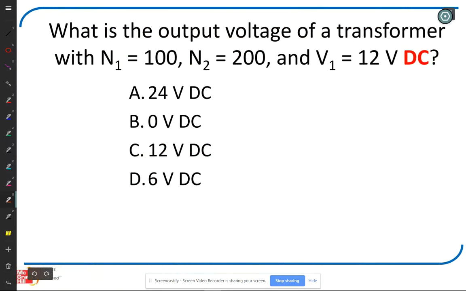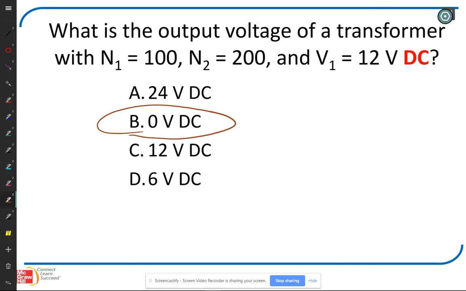Now, a few questions about transformers. What is the output voltage of a transformer with N1 is equal to 100, N2 is equal to 200, and V1 is 12 volts DC? Okay, 0. I'm so glad you came up with that. This question, I have put it on tests, and it's one that is missed way more than it should be because people don't think about the physics involved and just think about, oh, this is the equation. But you have to have AC. If it's DC, you don't have any output because you don't have any changing magnetic flux. Transformers require that changing magnetic flux.